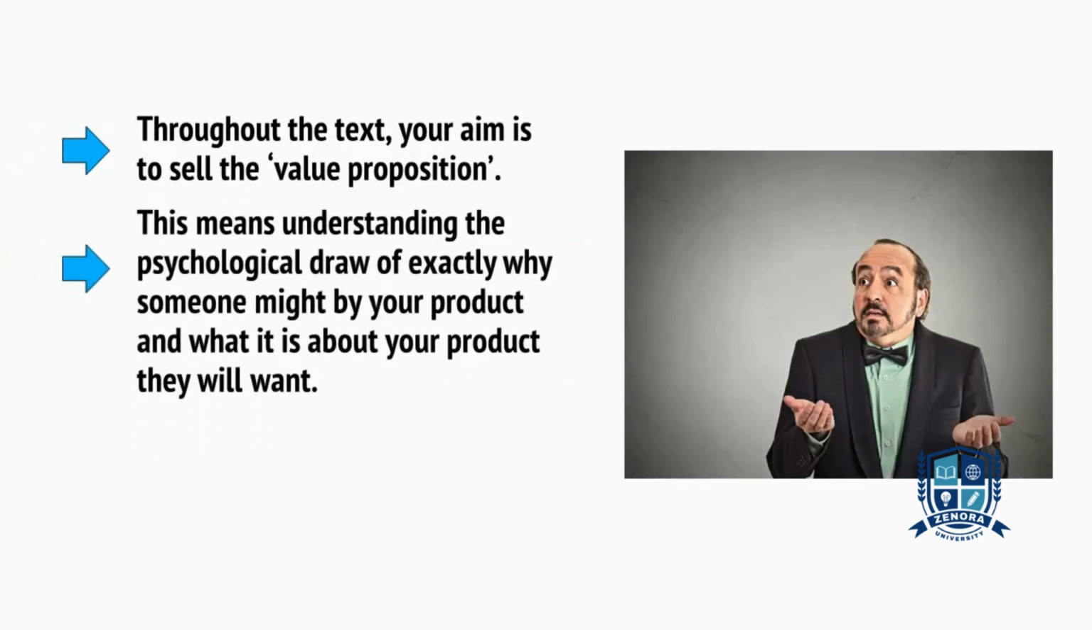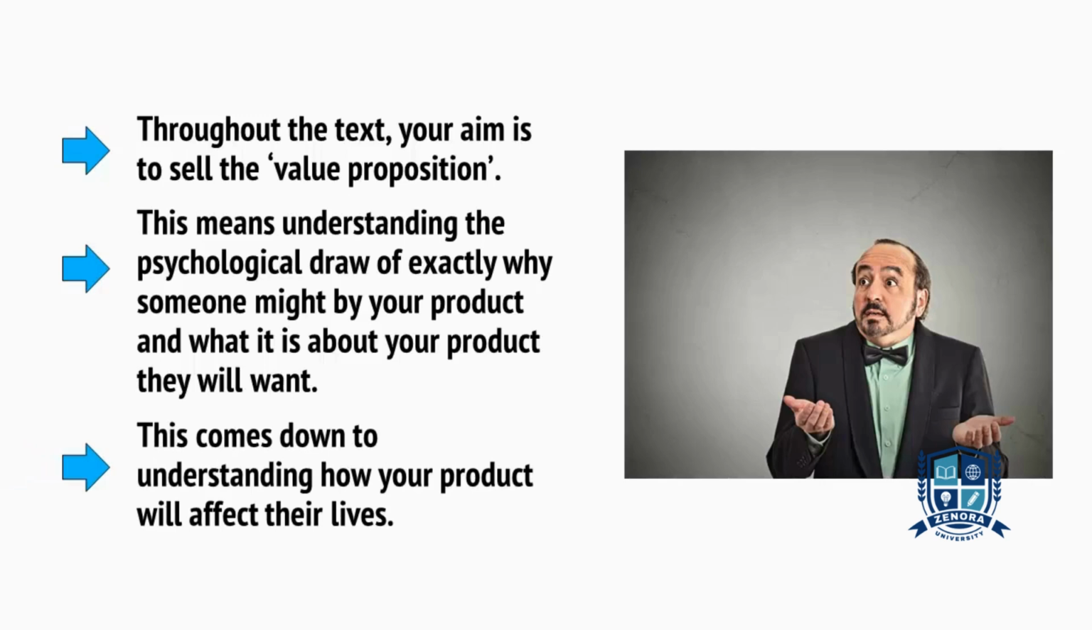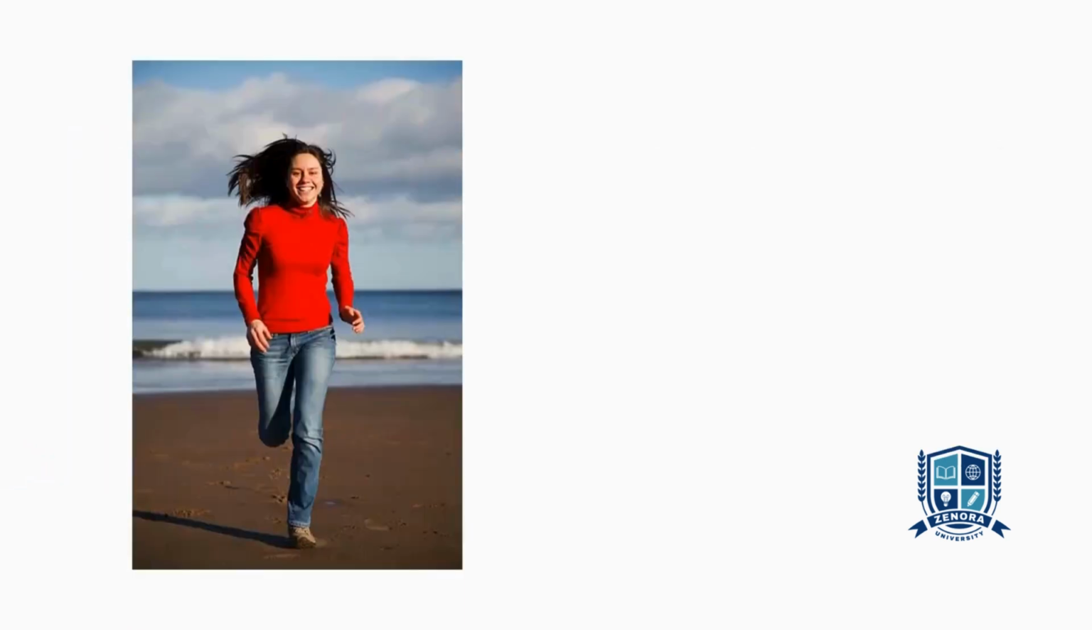Throughout the text, your aim is to sell the value proposition. This means understanding the psychological draw of exactly why someone might want to buy your product and what it is about your product that they will want. This comes down to understanding how your product will affect their lives. For example, a fitness ebook will make someone fitter and healthier, therefore also making them sexier, more confident, and more athletic.